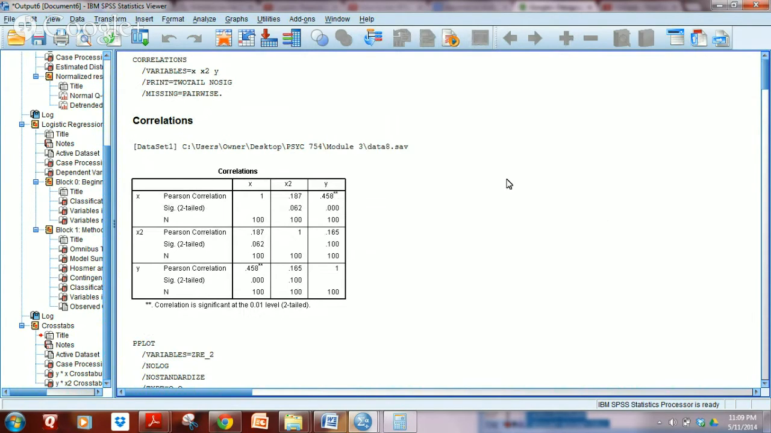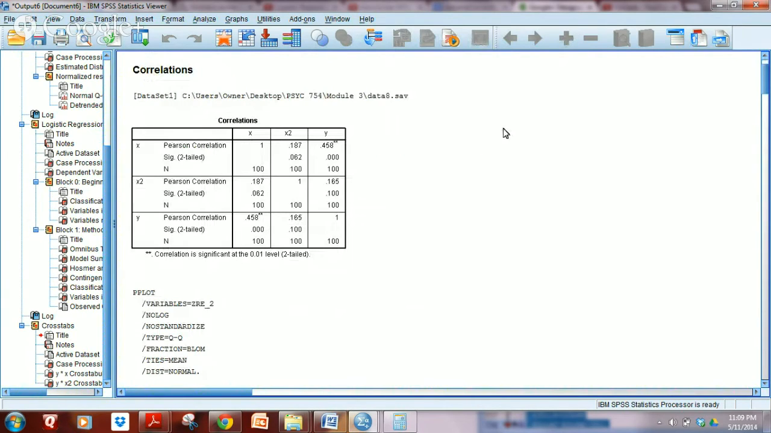Okay, now I'm going to actually move on and talk about the output. In this model, I regressed y onto x and x2, where x and x2 are both continuous variables and y is a dichotomous variable, our outcome.